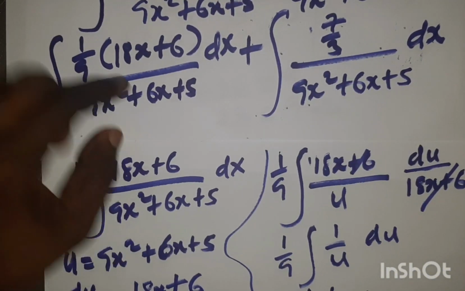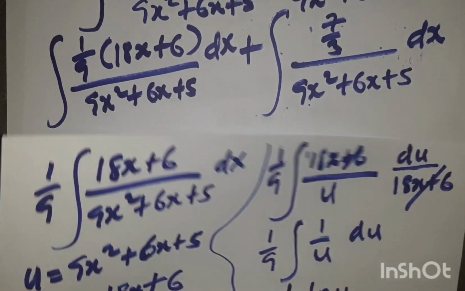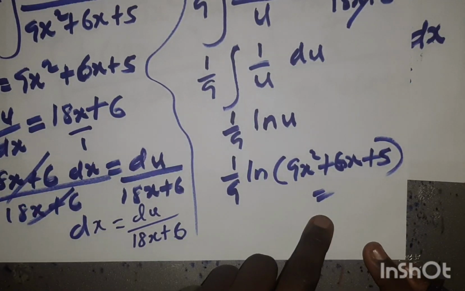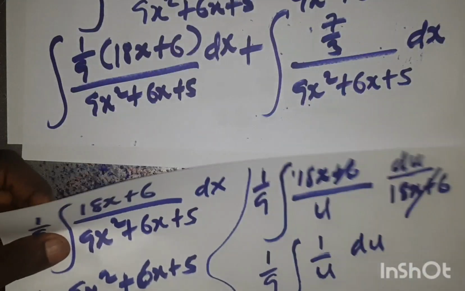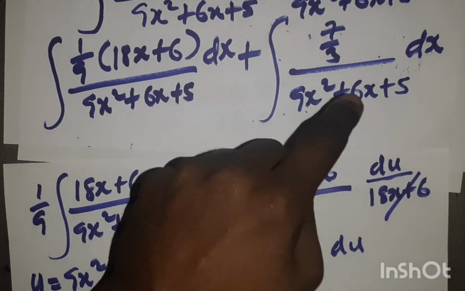So this one here, the integral of this has been gotten. What do we get? We got this 1/9 ln of (9x² + 6x + 5). So now the next one is to find the integral of this second guy here. So we're going to do that one now.